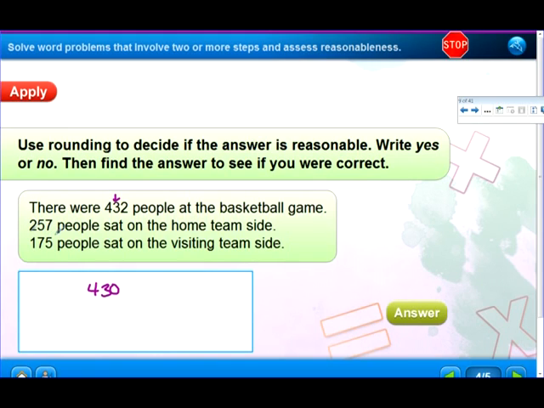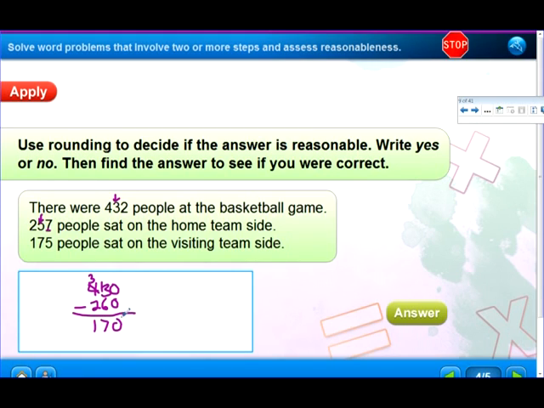So let's take 257. We're going to look at that 5. Is it going to go up or down? Because that 7 is closer to the next 10, we're going to make that 260. So if we take 430 minus 260, we're going to find out an approximation, which is a rounded number. So 0 minus 0 is 0. We can't take 6 away from 3, so we're going to borrow from the 400, and we're going to make that 300 now. And we regroup and make that 130 minus 60 is 70, and 3 minus 2 is 1.